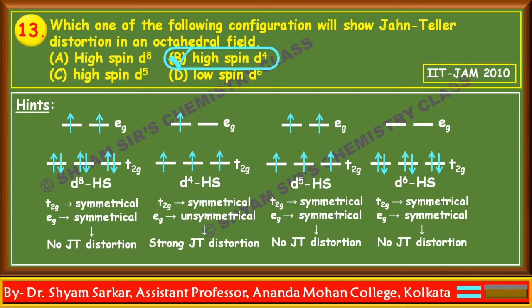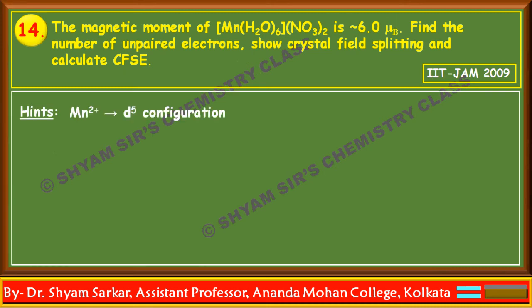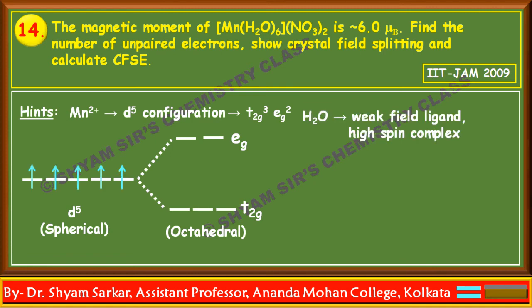Okay. See the next question. The magnetic moment of [Mn(H2O)6](NO3)2 is 6.0 μB. Find the number of unpaired electrons, show crystal field splitting and calculate CFSE. Here Mn is in the +2 oxidation state, that means Mn2+ in d5 electronic configuration. Here water is the ligand, and we know water is a weak field ligand, so the complex will be high spin. High spin state means the electronic configuration will be t2g3 and eg2.